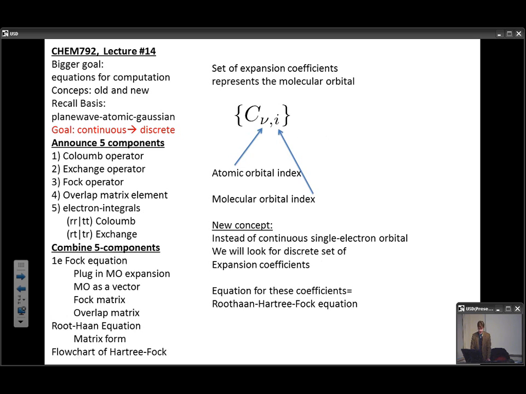Okay, so our goal is to find expansion coefficients. We do need to represent molecular orbitals in a discrete way because we are going to set up commands for computers, or someone will do it for us. Make an algorithm that represents everything in numerical form, and continuous functions are not the best thing for computers. So we are going to build an equation for those coefficients. So represent each molecular orbital as a set of numbers and establish an equation for those numbers.